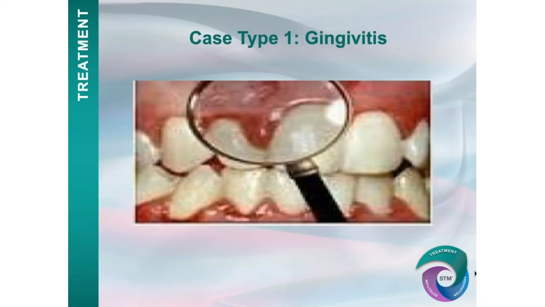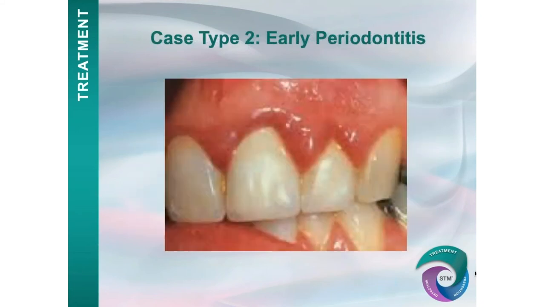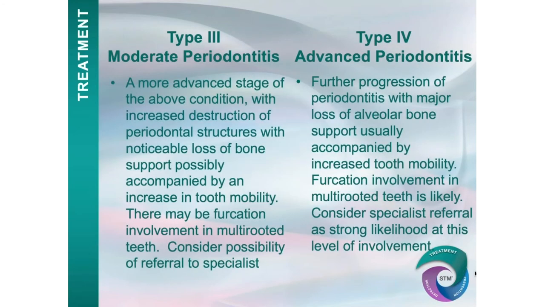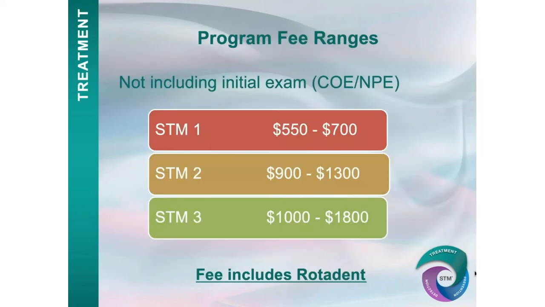So a type one would be a gingivitis case. A type two would be an early periodontitis case, as I described. And again, we go through these throughout the day and how to classify them and structure them in a type three and four. The type four typically get referred out, right? The fee ranges generally, not including the initial exam, x-rays, and oral hygiene instructions. These are the ranges depending on the practice. And this fee includes the oral home care device, which we'll talk about shortly. So this is a fairly productive program, because we are now treating the patient. We're spending more time with the patient. There's more appointments involved. And as a result, the cost increases, right?